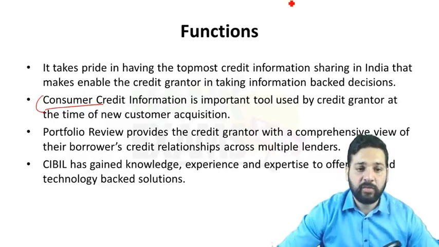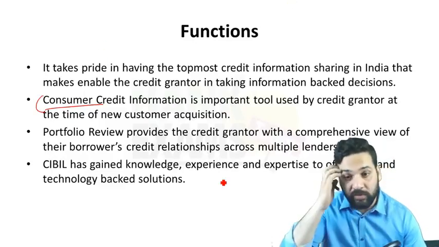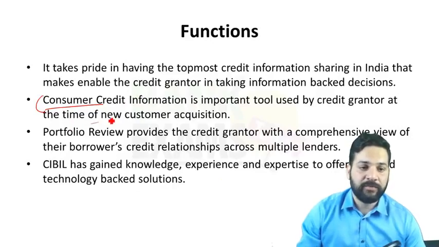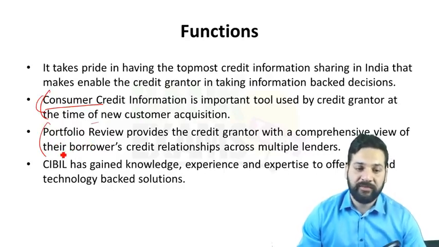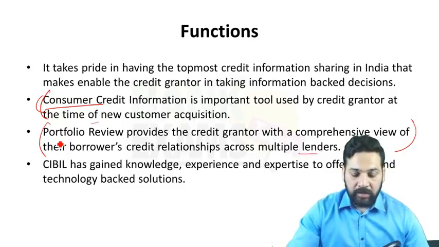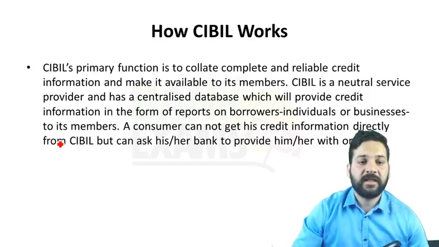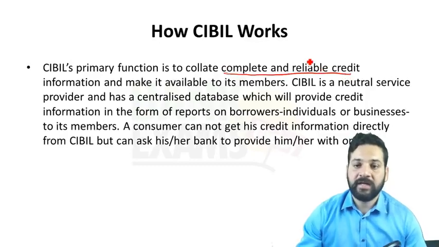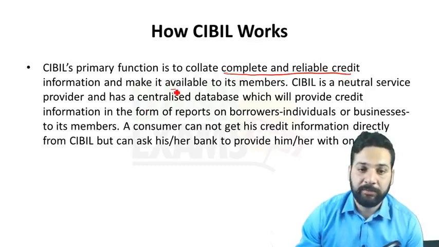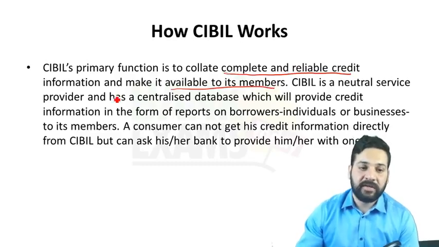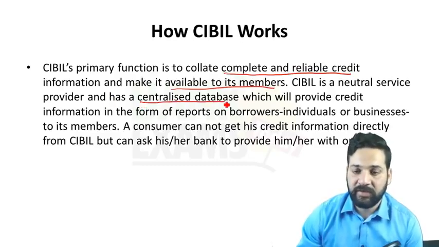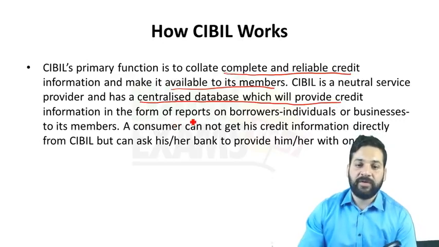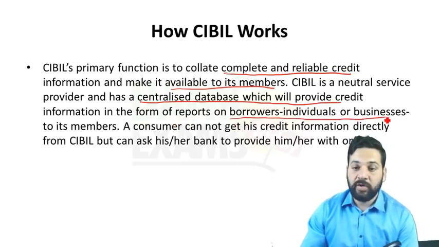So there are various tools. The consumer credit information is an important tool used by the credit grantor at the time of new customer acquisition. Portfolio review provides a credit grantor with a comprehensive view of the borrower's credit relationship across multiple lenders. So how does CIBIL work? CIBIL's primary function is to collate complete and reliable credit information and make it available to its members. Very important: CIBIL is a neutral service provider and has a centralized database which will provide the credit information in the form of reports on borrowers, individuals or businesses, to its members, right?